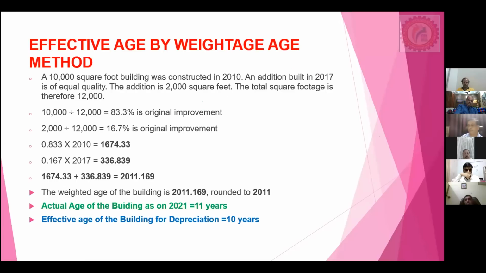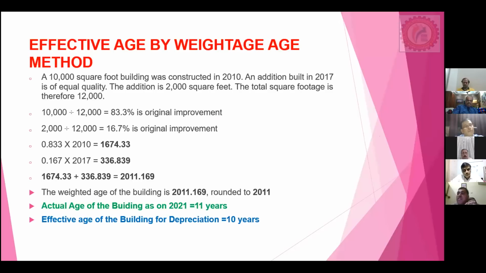Sir, Chandra Prabhu here. One structure is completed in the year 2005. After that, he stopped the work, and in 2010 it is completed. So in that case, how can we find out the effective age and actual age? The structure is completed, only the roof is completed. Whatever part is remaining is actually subjected to wear and tear.